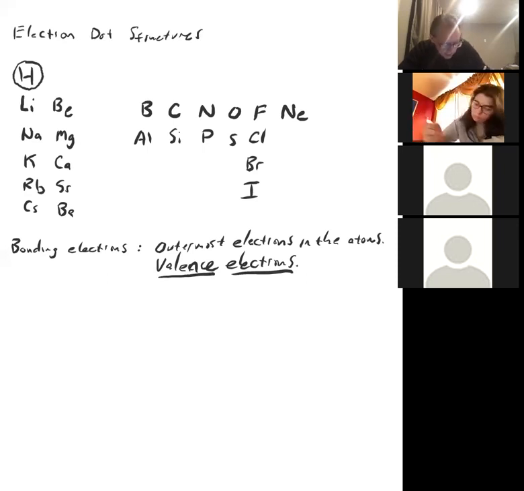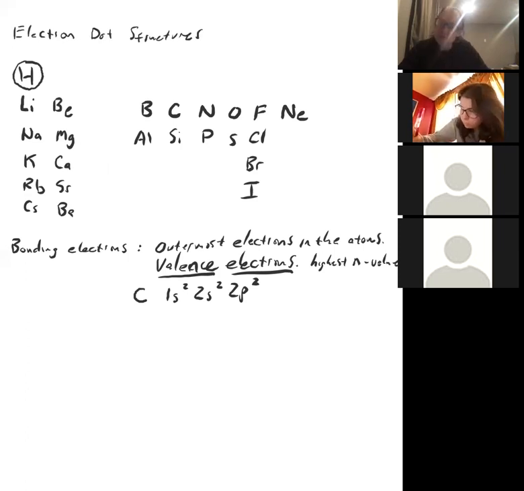If you look at carbon, for example, carbon is 1s2, 2s2, 2p2. That's the electron configuration that we learned back in chapter 6. The outermost electrons, when I say outermost, I mean the ones with the highest n value, the highest principal quantum number. So for carbon, the highest n is 2, right? The principal quantum number is 2 there. So those would be the outermost electrons, the valence electrons.